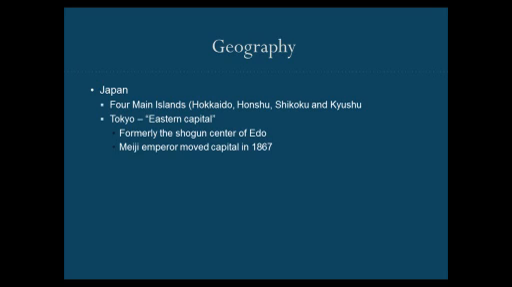For Japan, the country itself is 4 major islands, and its capital is Tokyo. It's actually Japanese for the Eastern Capital. It had formerly been the main palace of the shogun, which was the ninja king when the ninjas were in control of the country a few centuries ago. At that time it was called Edo, but in 1867 the emperor decided to move the capital to Tokyo, and it continues to be that today.